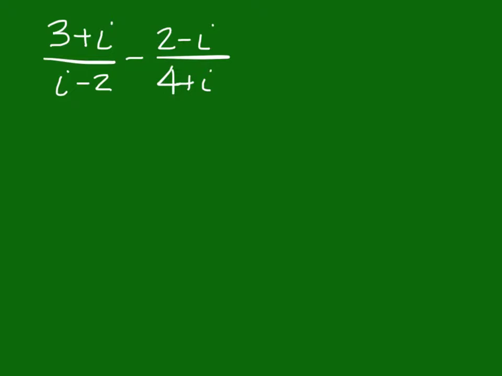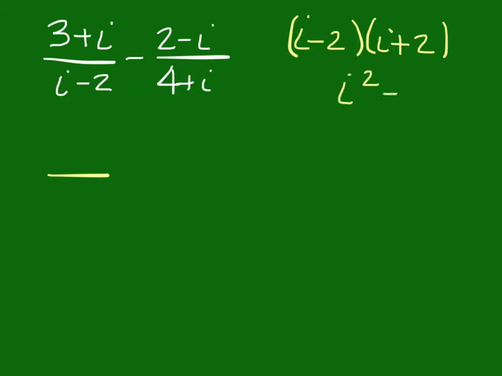Alright, so on the first one, what do we have to multiply the top and the bottom by if we want to simplify it first? i plus 2. So if I multiply by i plus 2, I would have i minus 2 and then i plus 2 on the bottom. Remember, we multiply by the opposite sign to cancel out the middle terms, so what you really have is i squared minus 4. That's a negative 1 minus 4. So you would have a negative 5 on the bottom.